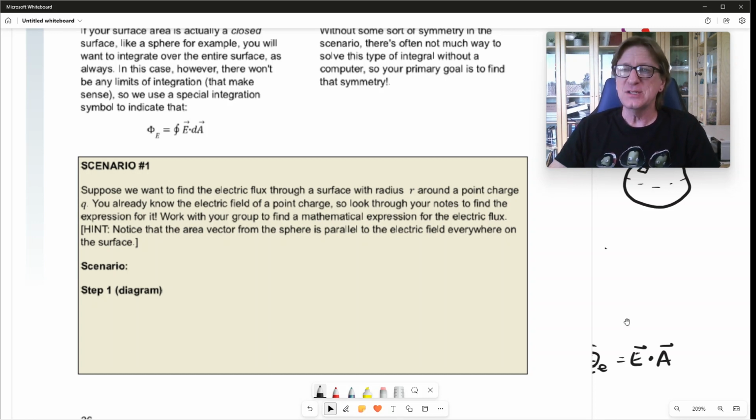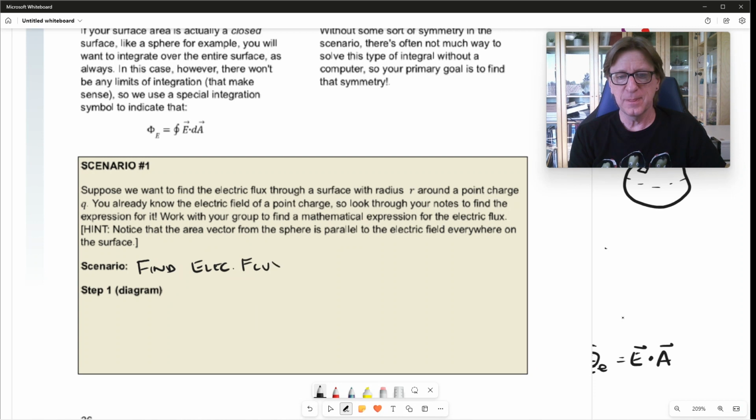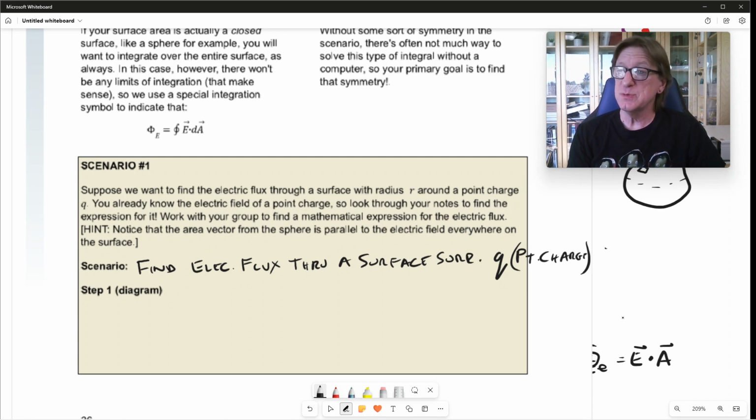All right, so let's do our 5-step procedure just like we always do. So our scenario then is we're going to find the electric flux through a surface surrounding a point charge, Q. And I'll go ahead and specify that that's a point charge, just in case later on I forget. Okay, so our first step is we're going to need a diagram. Okay, well, that's pretty easy. I'm going to have my Q right there, and we'll choose our surface.